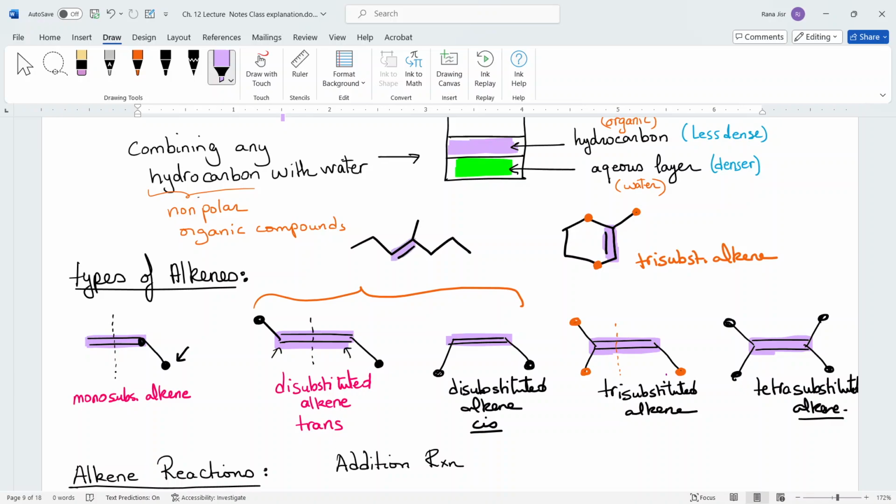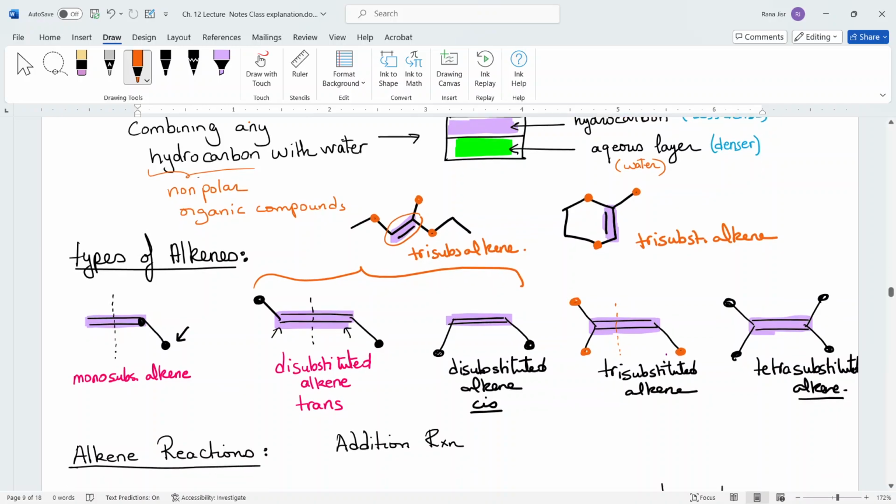Then you would need to highlight the double bond in there and see how many carbons you have around the double bond. So here I have one carbon, I have one carbon, and I have one carbon over here. 3 carbons around the double bond. So this is called a trisubstituted alkene. So it's very simple. Locate your double bond and see how many carbons are connected to the double bond, and this is how you know the degree of substitution of your alkene.